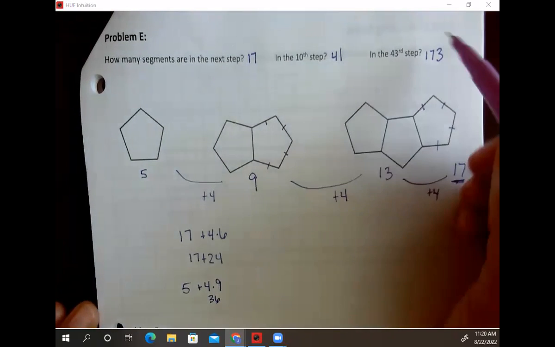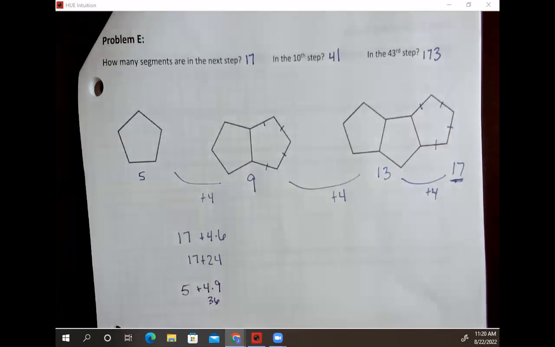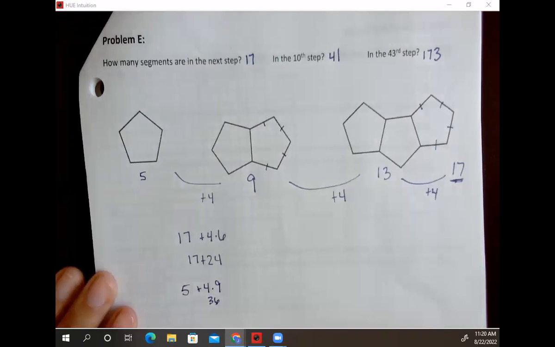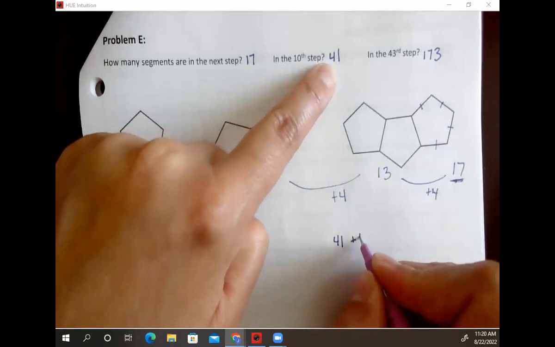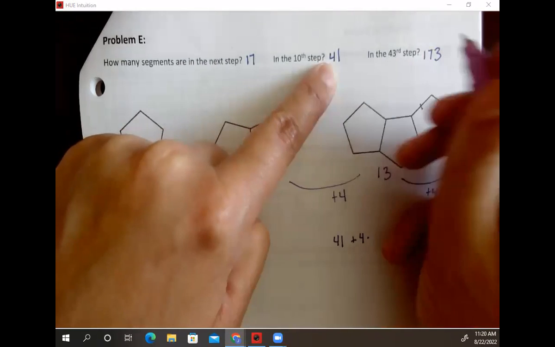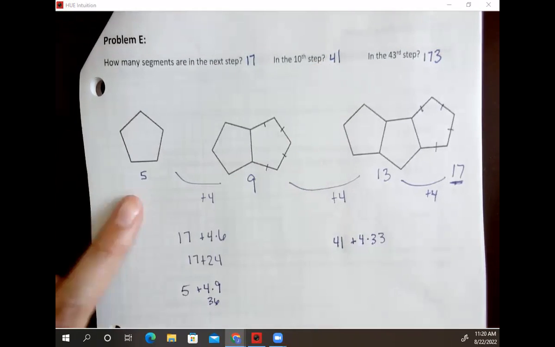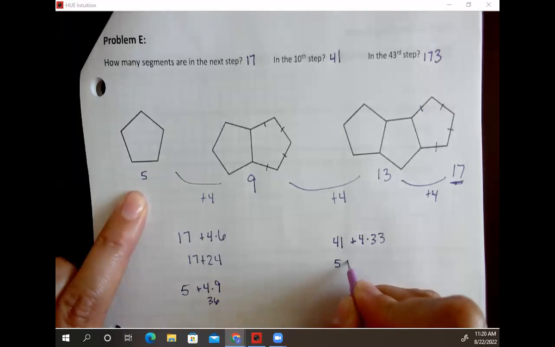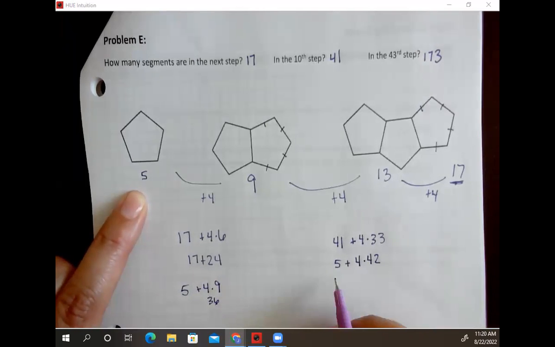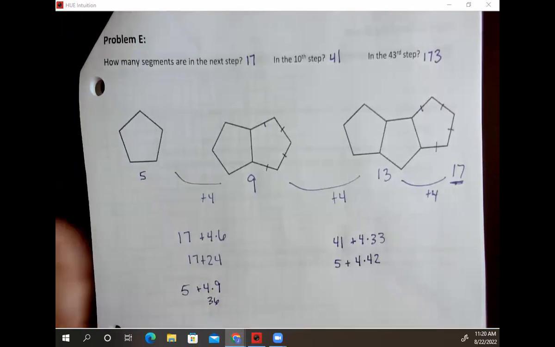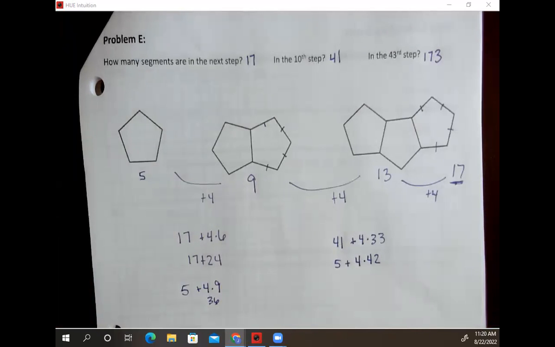And so to find that 43rd step, I know we've done this a couple times for that 10th step, but if I were looking for the 43rd step, I could work from the 10th step. Say I've got 41. I want to add 4. And to get to the 43rd step, I've got to go 33 more. That would work. You could also, if you wanted to, start from the first step and say I've got to add 4 42 times. I've got step 1 here. I need to go 42 more. Both of those would get you to 173.